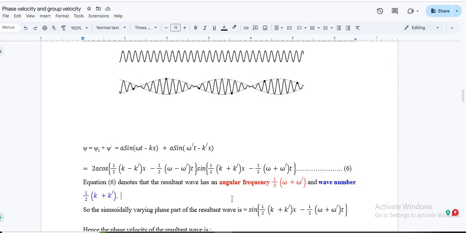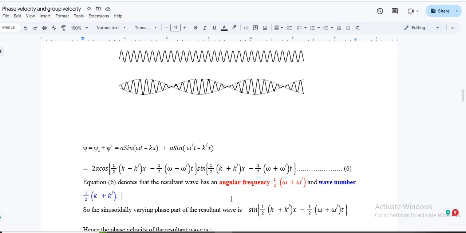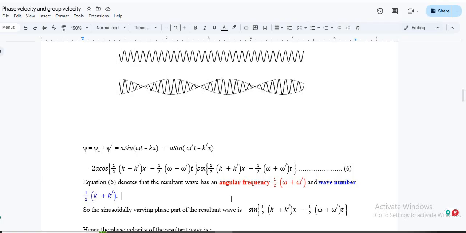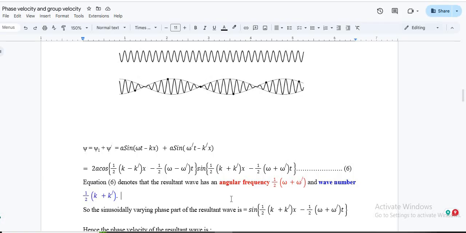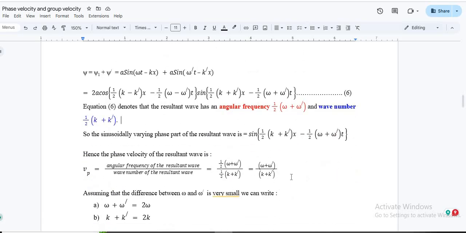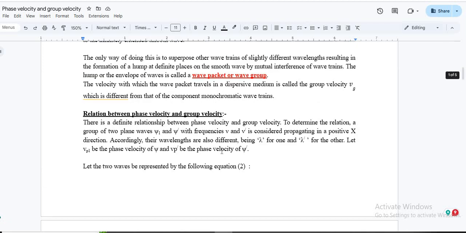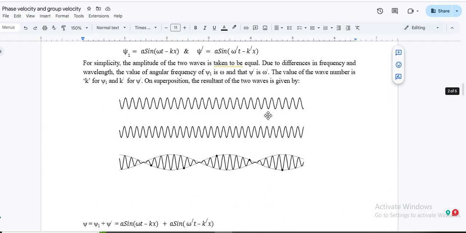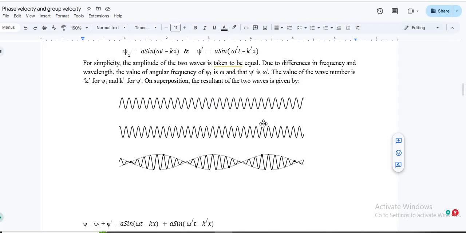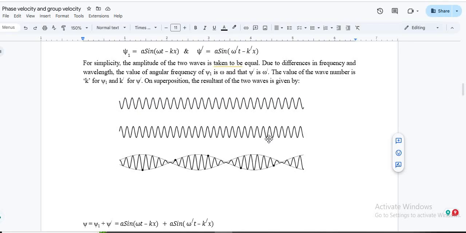Now, this particular equation represents the angular frequency ω plus ω dash and the wave number k plus k dash. We are considering the same concept of phase velocity. What we have considered is ω by k; we have just seen this. For the individual wave case, this is ω by k, and in that case, this is ω dash by k dash.